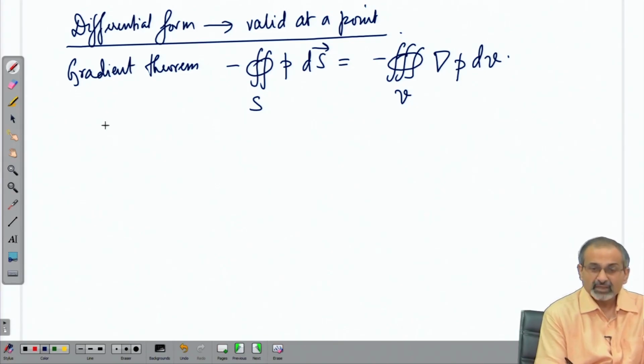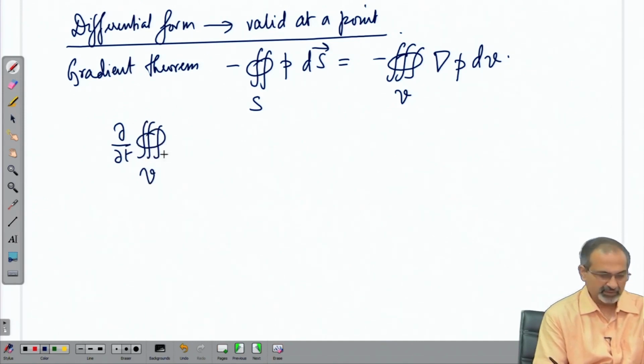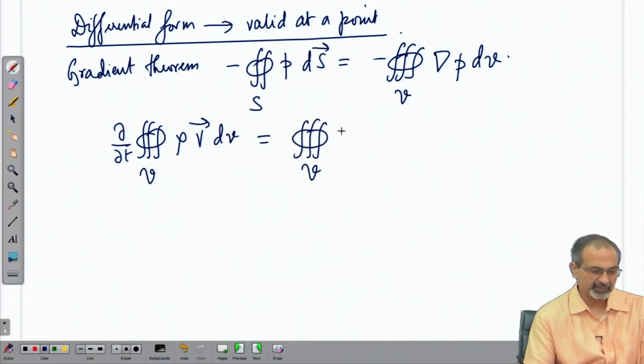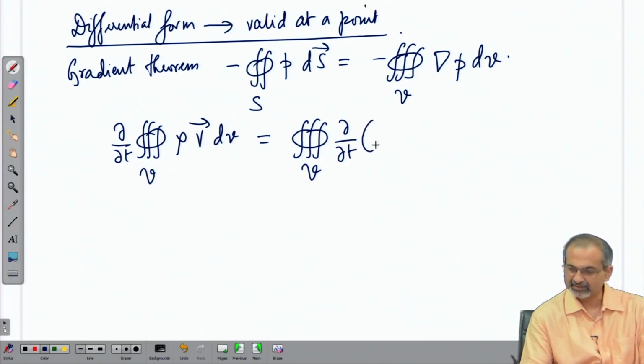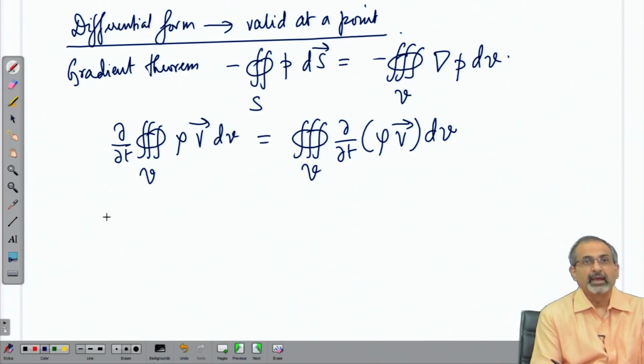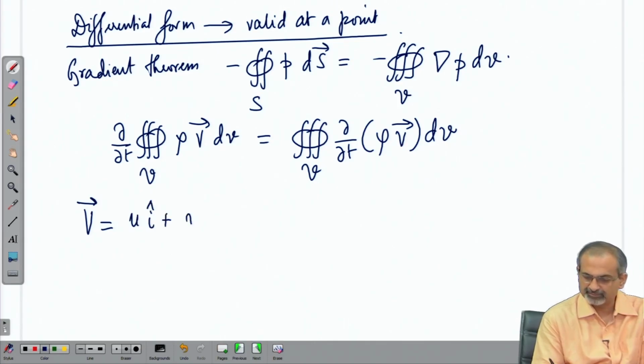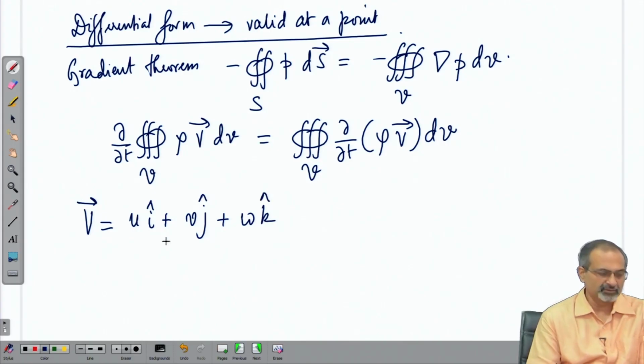Then, since we are using a fixed control volume, we can convert the time derivative term to a form like this, where we put the time derivative expression inside the integral, and then we can make one more simplification, for which we have to write down the components of the velocity vector first. So, these are the components of the velocity vector.